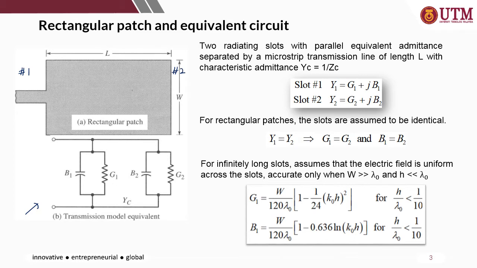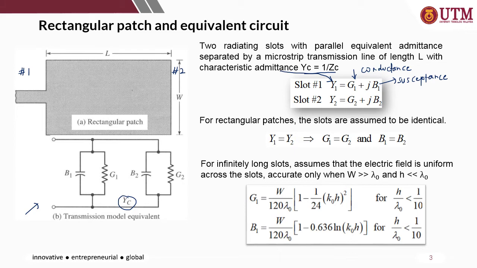Alright, in which it is separated by a transmission line of length L with characteristic impedance Yc equal to 1 over the characteristic impedance. Right, so the Y is the admittance. Okay, so the admittance equals the conductance G, plus B, the susceptance. So it's something like the real and imaginary part.